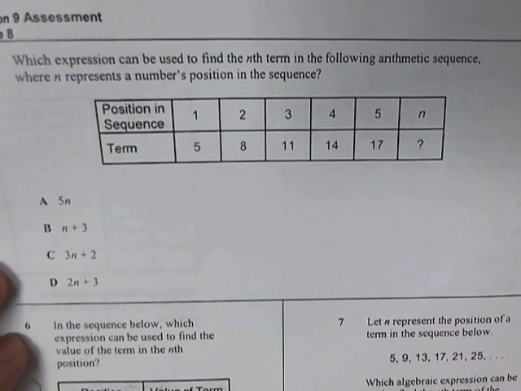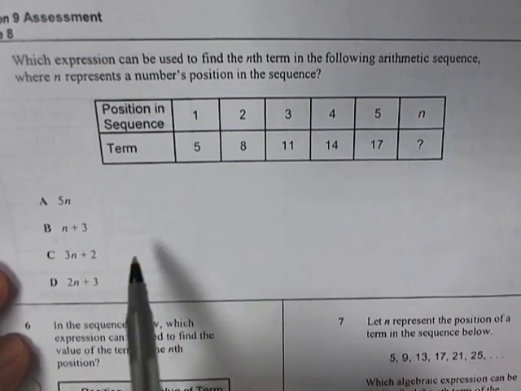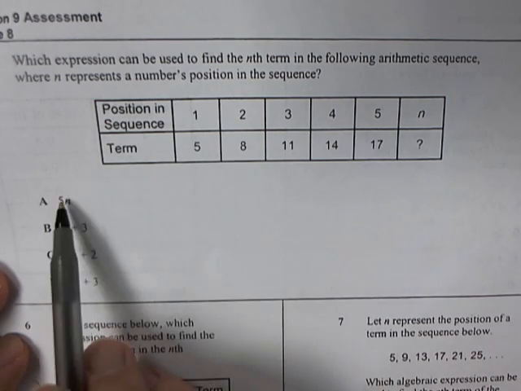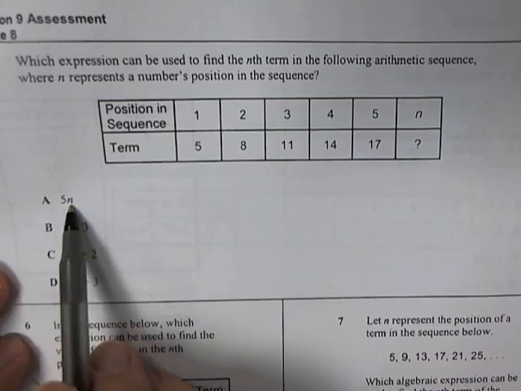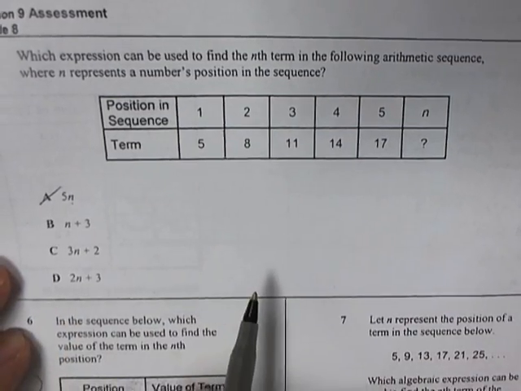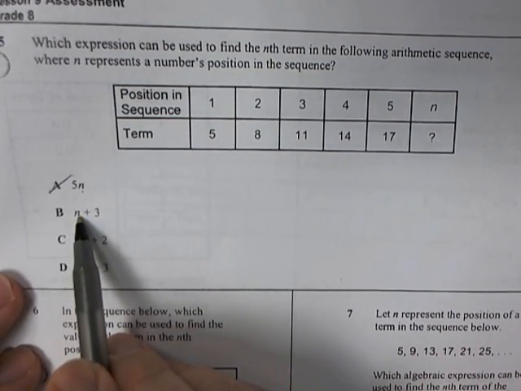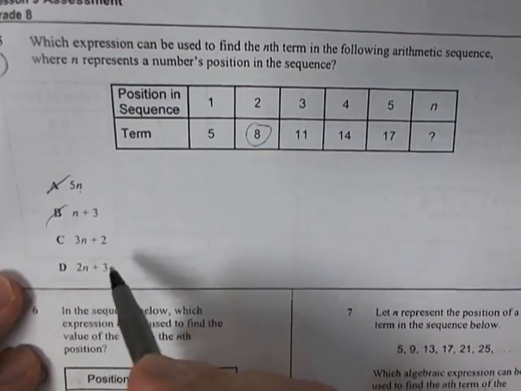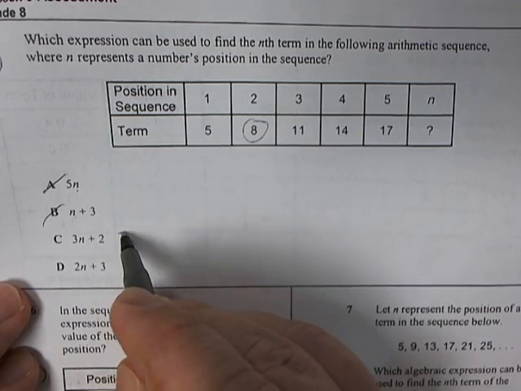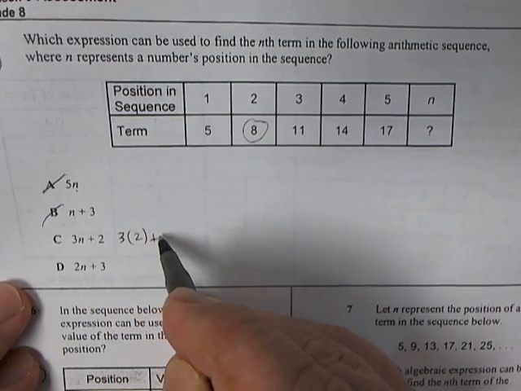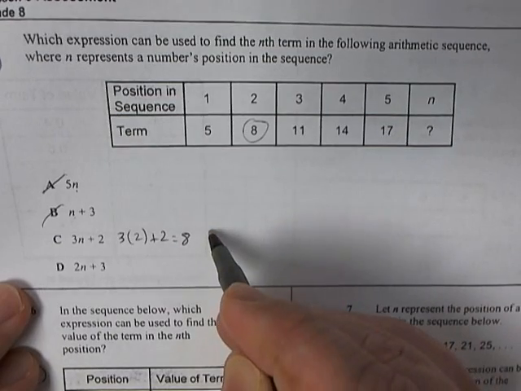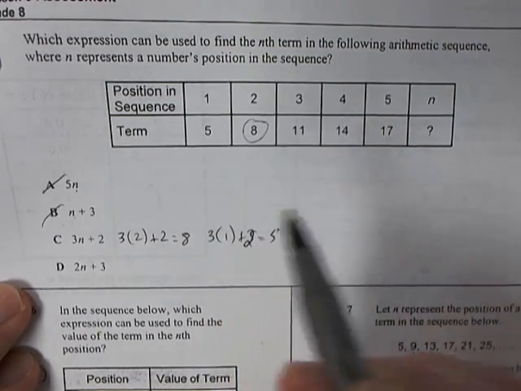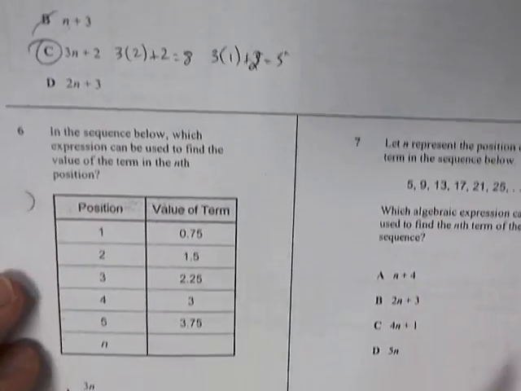Number 5, plug in answer choices again, or plug in positions into the answer choices. So position 1 gives us 5, position 2 gives us 10, so it can't be A. Plug in position 2, you get 2 plus 3 is 5. We're looking for an 8 in position 2. Okay, plug in position 2 into answer choice C. You get 8. Let's plug in position 1. Whoops, 2 equals 5, so the correct answer is C.